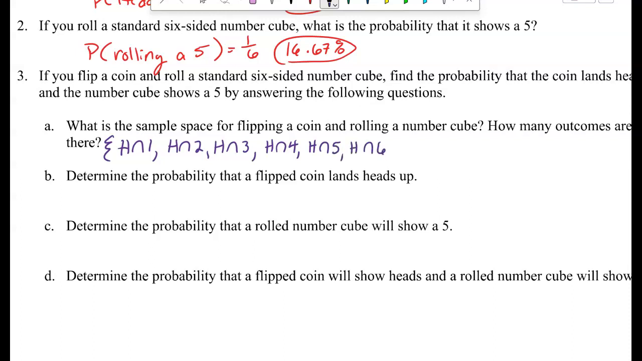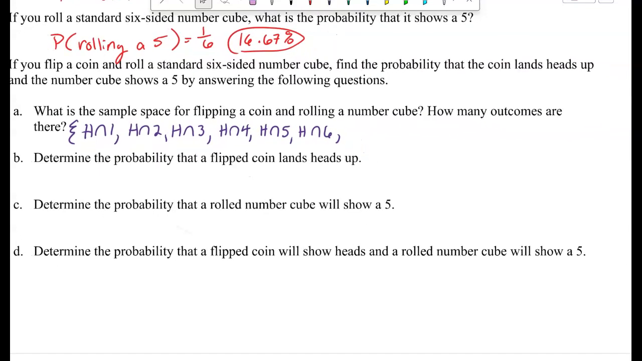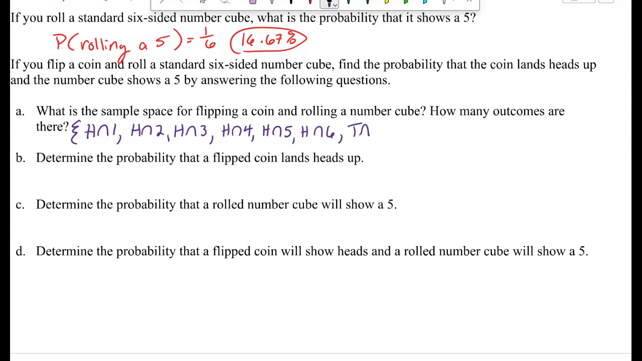Now, those are possibilities if I flip what first? Heads. But what if I don't and I flip a tails? So do I have that same type of scenario, but I can do tails and roll a 1, or tails and roll a 2, correct? Yeah. So we got heads, and tails and 1, tails and 2, tails and 3, tails and 4, tails and 5, tails and 6. Okay.